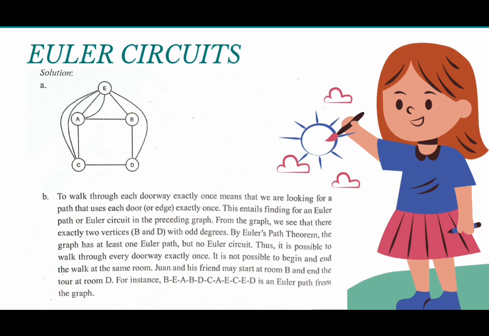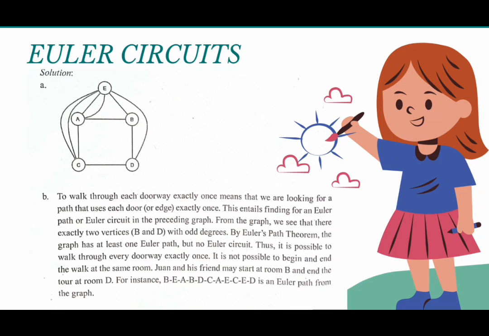To walk through each doorway exactly once means that you are looking for a path that uses each door exactly once. This entails finding an Euler path or Euler circuit in the preceding graph. From the graph, we see that there are exactly two vertices, B and D, with odd degree. By the Euler path theorem, the graph has at least one Euler path but no Euler circuit. Thus, it is possible to walk through every doorway exactly once. It is not possible to begin and end the walk in the same room.